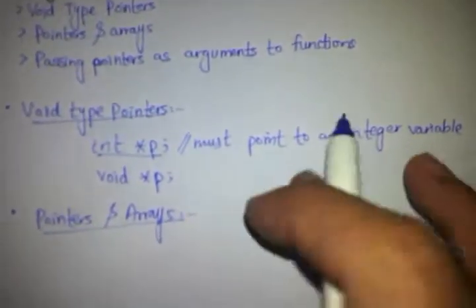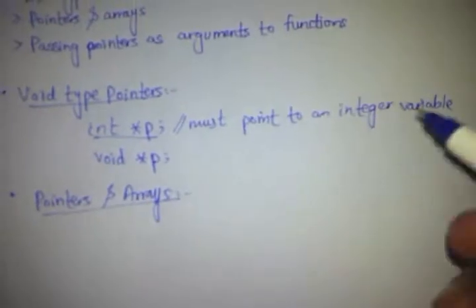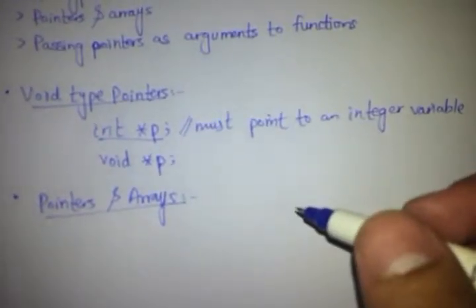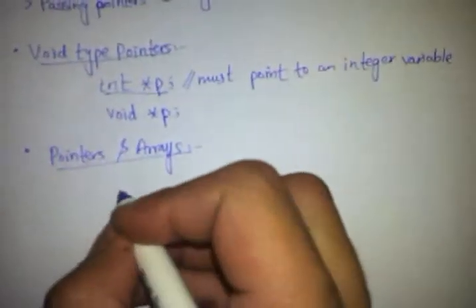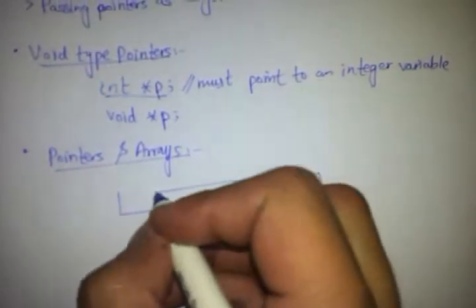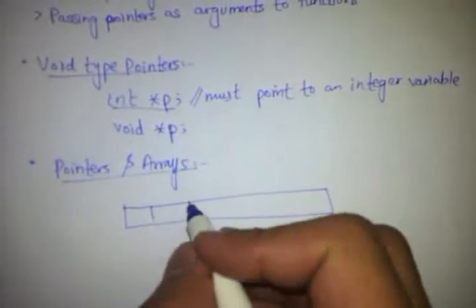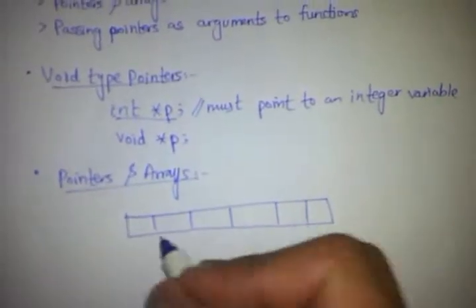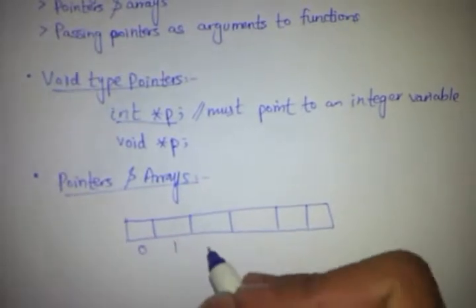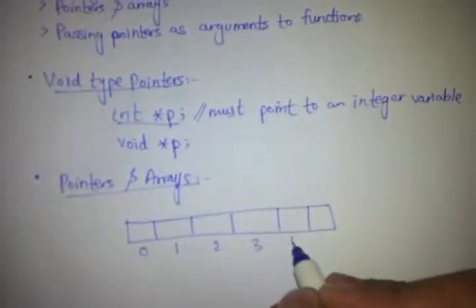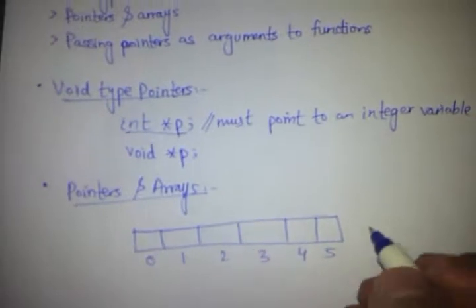So our next topic is pointers and arrays. We've discussed arrays. We know that they have this kind of structure in the memory, with this being the 0th location. This is 1, 2nd, 3rd, 4th, 5th, and so on.